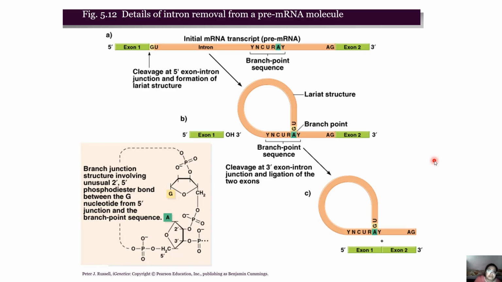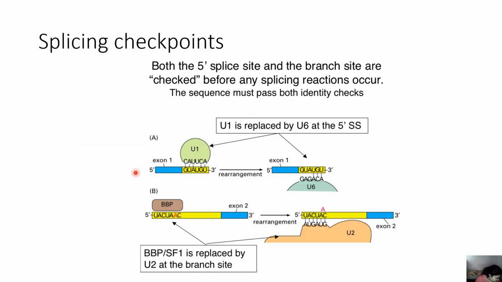There is a cleavage at the 5' exon-intron junction and a formation of a lariat structure. This is a branch point sequence. This is a lariat structure. There is a cleavage at the 3' exon-intron junction and ligation of the two exons. There is a branch junction structure involving an unusual 2'-5' phosphodiester bond between the G nucleotide from the 5' junction and the branch point sequence.